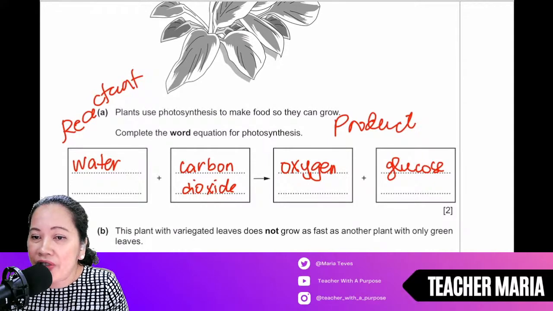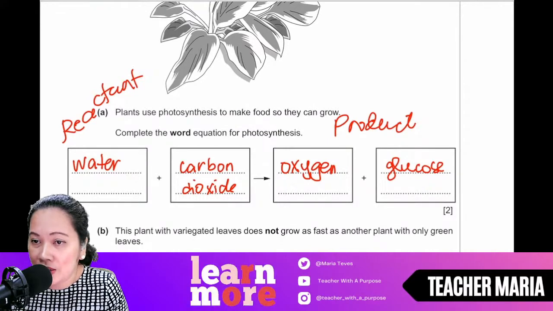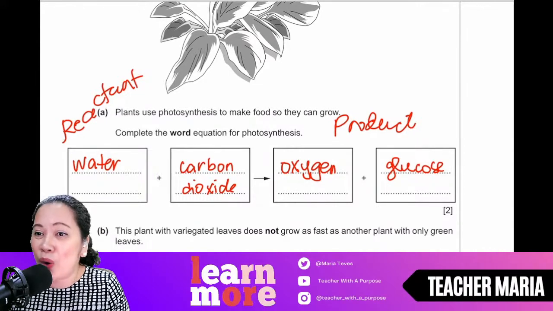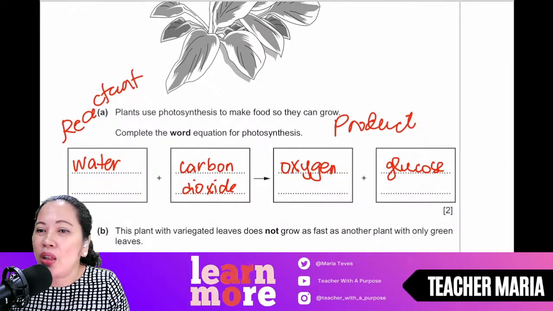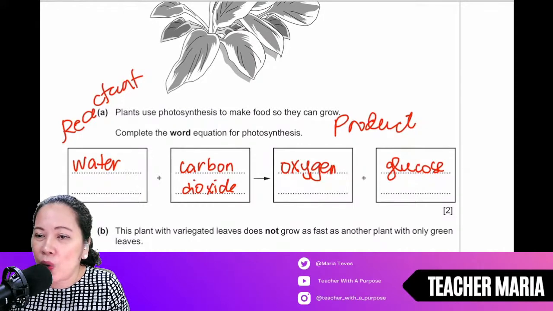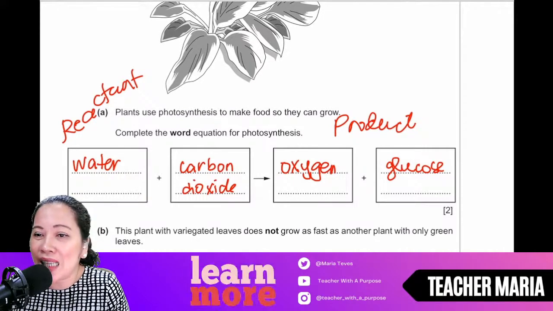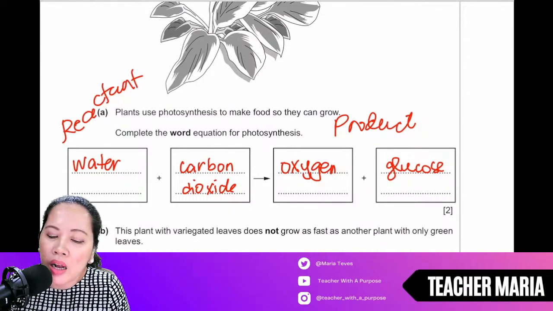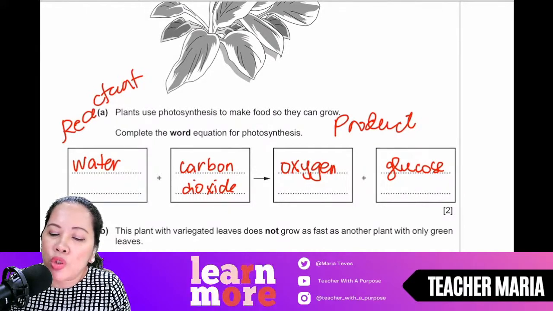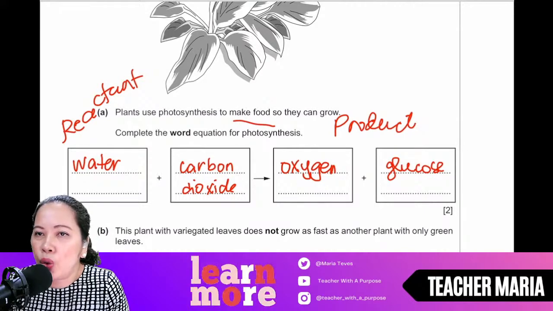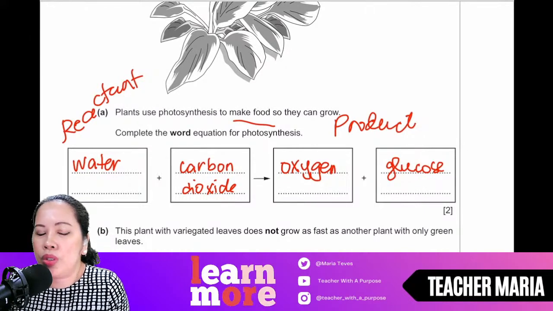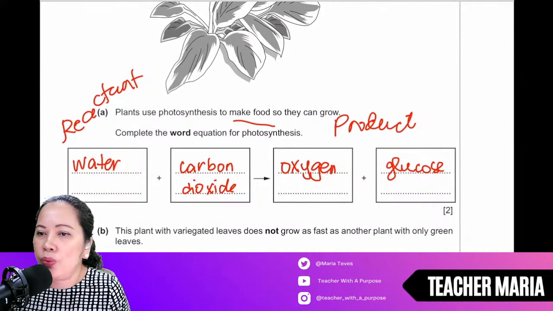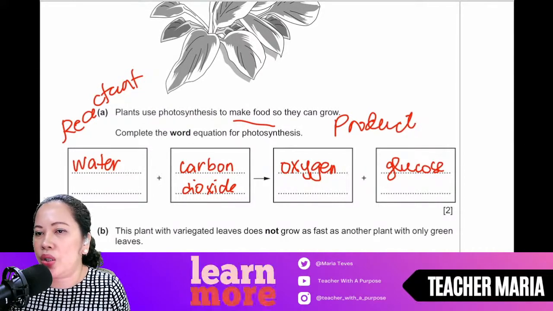By the way, if you answer sun or light as one of your reactants and product, that is wrong. Okay? Those are just what are these? We call them catalysts, or those that are helping. You're asked to make food. So what makes the food? So you need the water, you need the carbon dioxide, so that you will form your oxygen and your glucose.